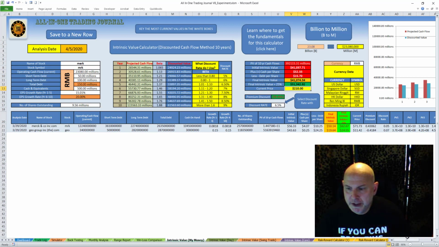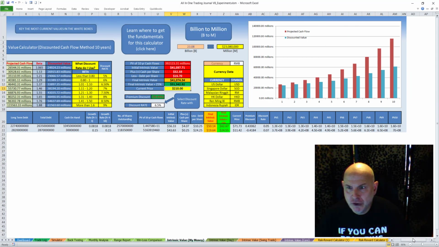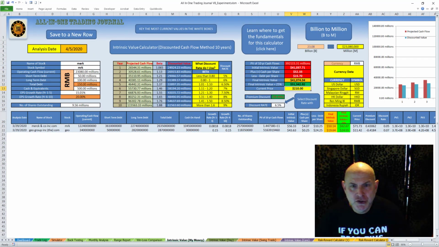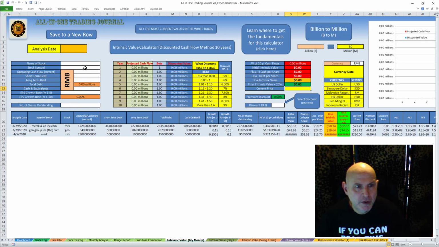Once this is completed, it's going to give you a graph that you can view temporarily for this particular stock. After this is all done and you want to evaluate another stock, then you can save this to a new row. It will then clear your form, place the work that you've done down at the bottom, and you can start evaluating another stock that might be in your portfolio.